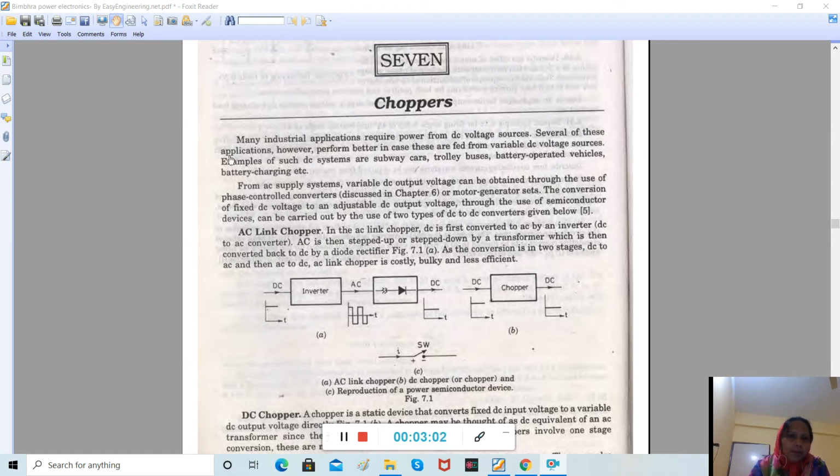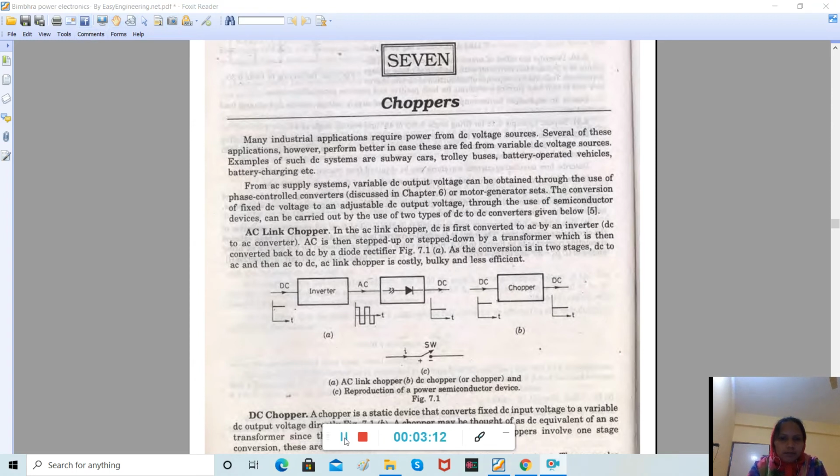What happens in AC link chopper? See, this is the AC link chopper. What happens in this AC link chopper here: DC is first converted to AC. Here see, DC is converted to AC. This is the DC supply. This is the AC output. DC is converted to AC by an inverter. This is the inverter circuit. This part is the inverter circuit.